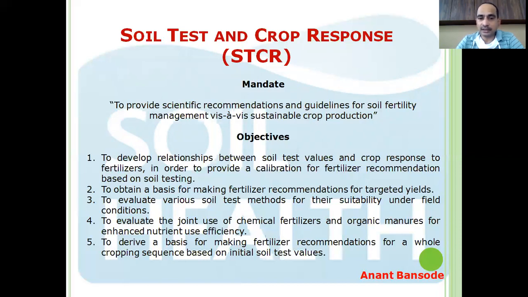Now, it also takes into consideration the amount of chemical and organic manures to be used for that particular crop, and it can be used to plan a whole crop sequence. If we test our soil or analyze our soil in the month of May, then we can use that report for the crop which is taken in the monsoon, then the crop which is to be taken in the coming winter season and the incoming summer season. So this soil test and crop response method is more accurate than the traditional method.